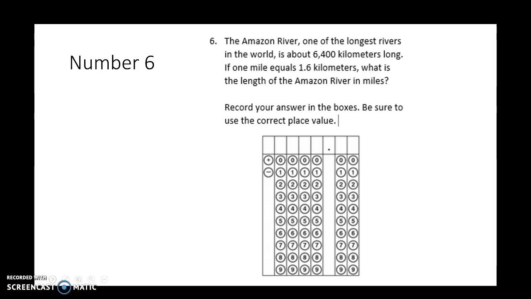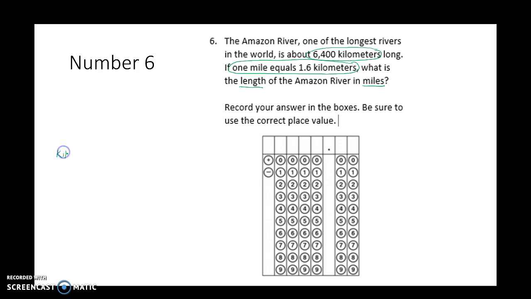All right, the last one. The Amazon River is one of the longest rivers in the world. It's about 6,400 kilometers long. If 1 mile equals 1.6 kilometers, what is the length in miles? All right, so we're talking about 6,400 kilometers, and they gave us our conversion. 1 mile equals 1.6 kilometers. So guys, this is a conversion problem. So we're going to go ahead and write our word ratio, right? Because we have different units that tells us word ratio.